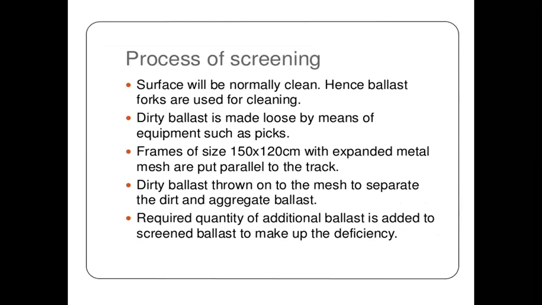In the process of screening, the surface ballast is normally cleaned. Hence, ballast forks are used for cleaning. Dirty ballast is made loose by means of equipment such as picks. Frames of size 150 by 120 centimeters with expanded metal mesh are put parallel to the track. The dirty ballast is thrown onto the mesh to separate the dirt and the aggregate ballast. The required quantity of additional ballast is added to the screened ballast to make up the deficiency.